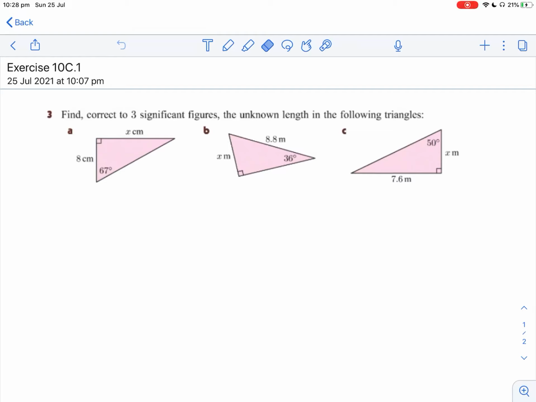Hi everyone, I'm going to show you how to do some of the questions in exercise 10C.1. Alright, so let's start with question 3a.